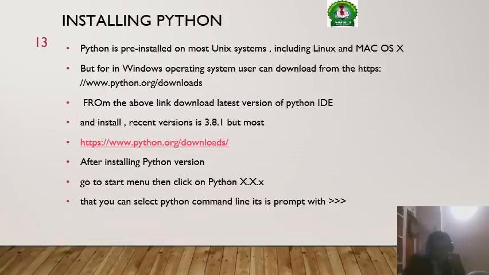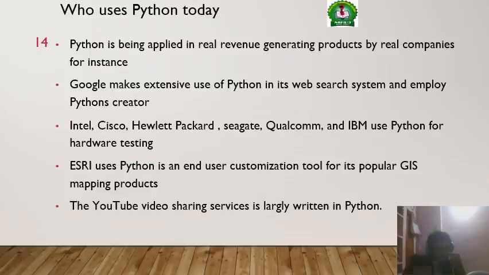Installing Python: you can install Python on Mac OS, Linux, and Windows operating systems. The most recent version is 3.8.1, and you can go to the website https://www.python.org/downloads. After installing Python, in the menu you will get the Python version number, and you can select the command prompt to use Python.